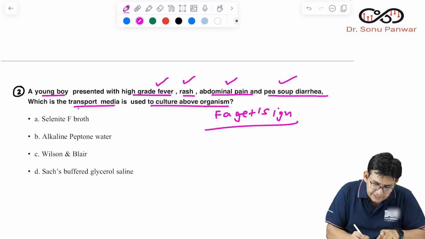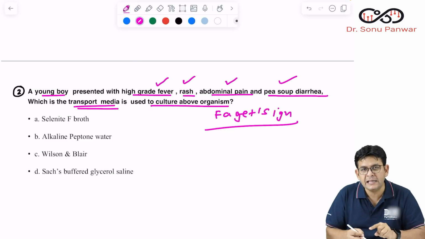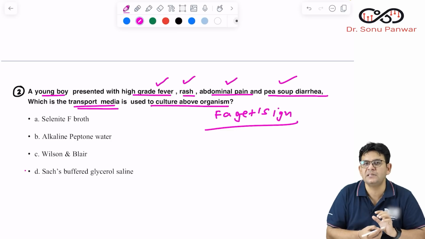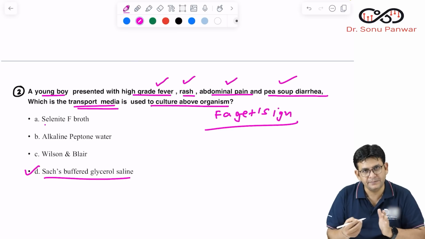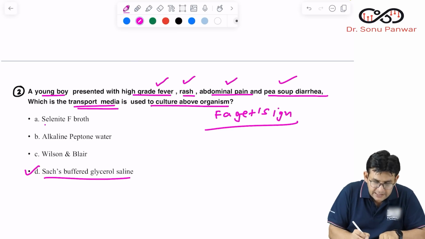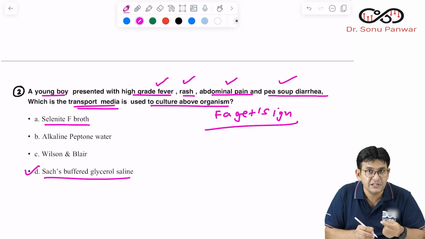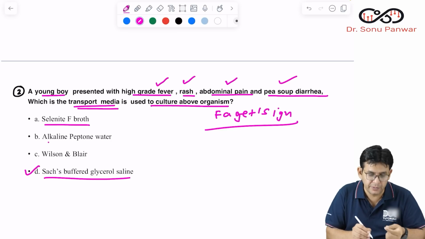Now they are asking here the transport media for this. The transport media for Shigella and Salmonella is the same, and that is Sach's buffered glycerol saline. For this, the enrichment media is selenite F broth, and the best selective media is Wilson and Blair. Along with that, you can use DCA and XLD. Is it fine? Talking about selenite F broth, this is for Salmonella and Shigella only, but this is an enrichment media, liquid media. Alkaline peptone water is for Vibrio cholerae.